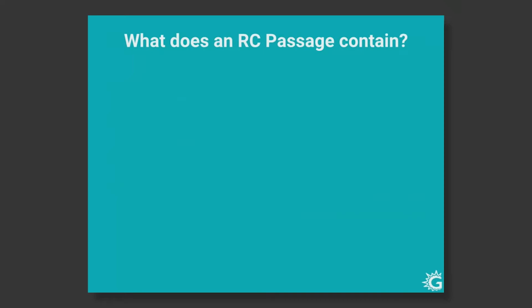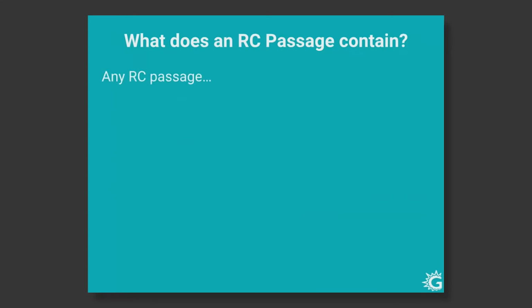So what kinds of things does an RC passage contain? What are we looking at here? I'm going to have a lot of terminology coming up, and I'm sure it's going to look a little scary, but don't worry about that. As I explain all of them to you, they're going to become very simple and clear, and you're going to see some examples as well.